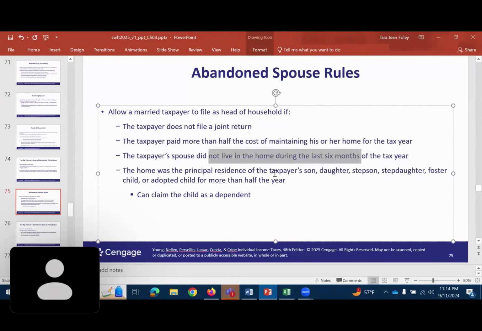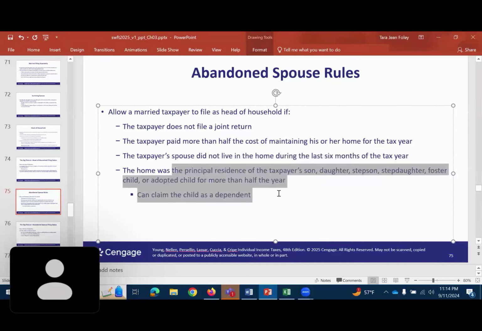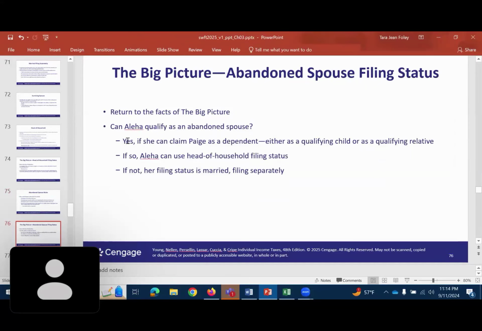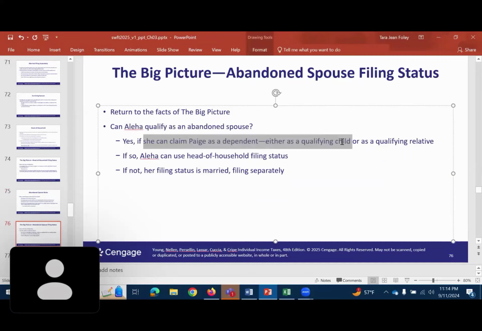The home was the principal residence of a taxpayer's son, daughter, stepson, foster child, and so on, for more than half the year, and then can be claimed as a dependent. We don't know if they can or they can't yet because we have to figure out about Paige and Tara, if they can. Then she'd be head of household. Yes. Can she be an abandoned spouse? Yes, if she can claim Paige as a dependent, either as a qualifying child or as a qualifying relative. So Aaliyah can use head of household status. If not, her status is married filing separately because they're married still.